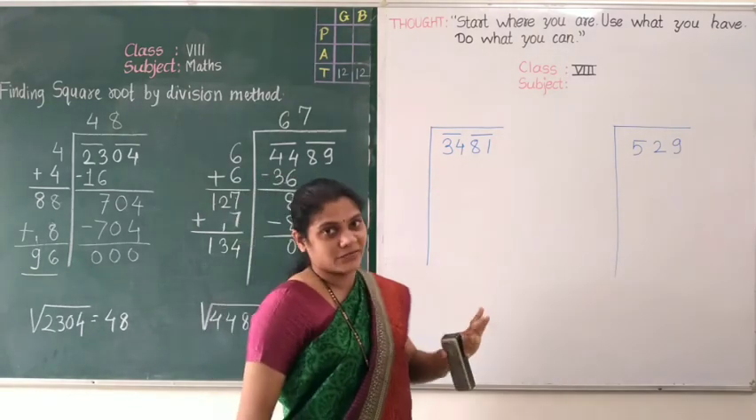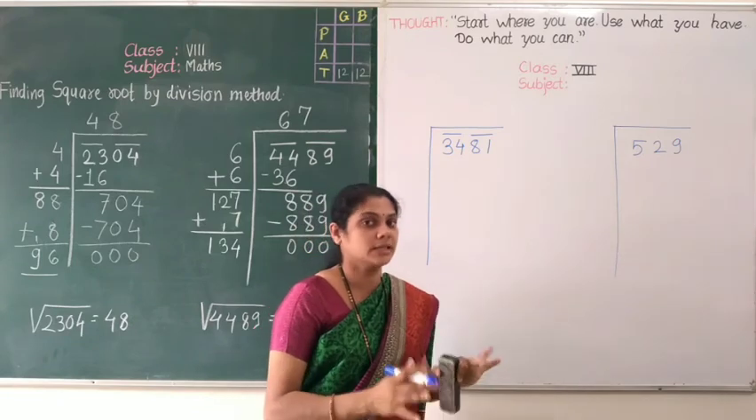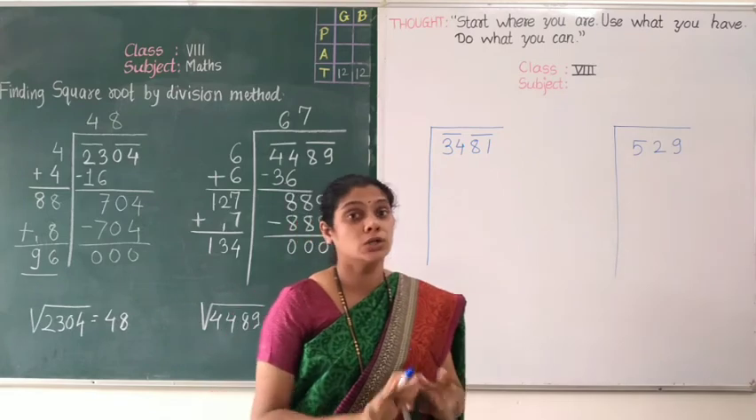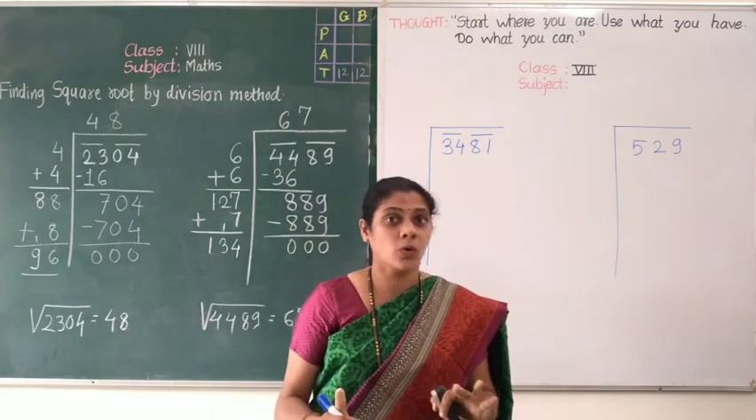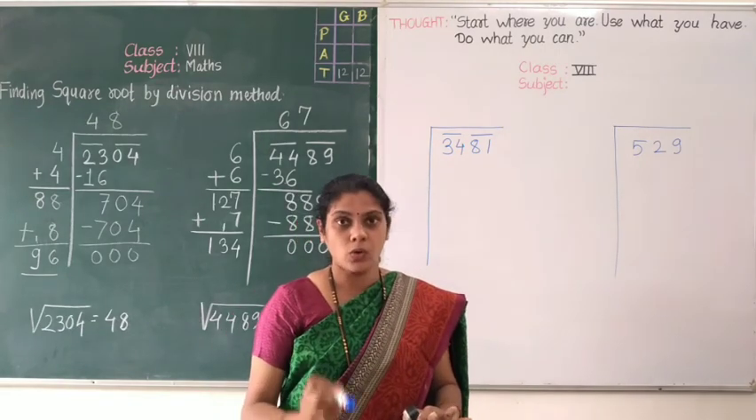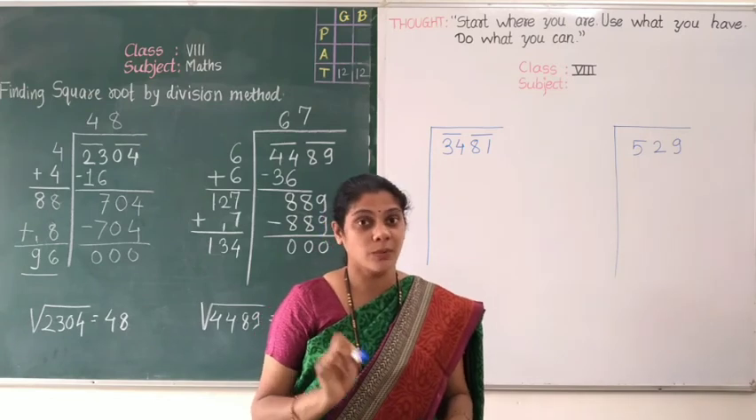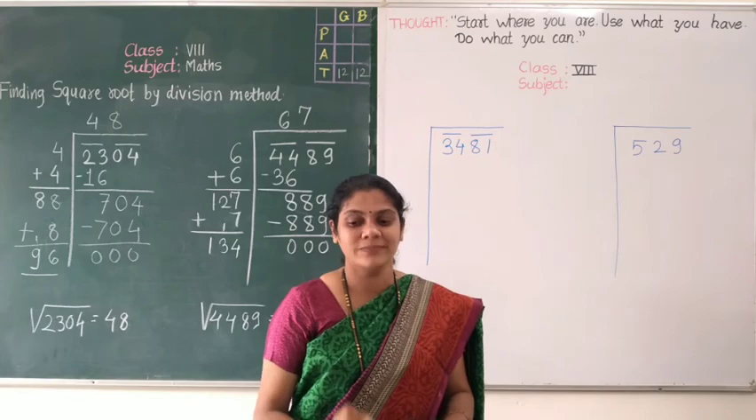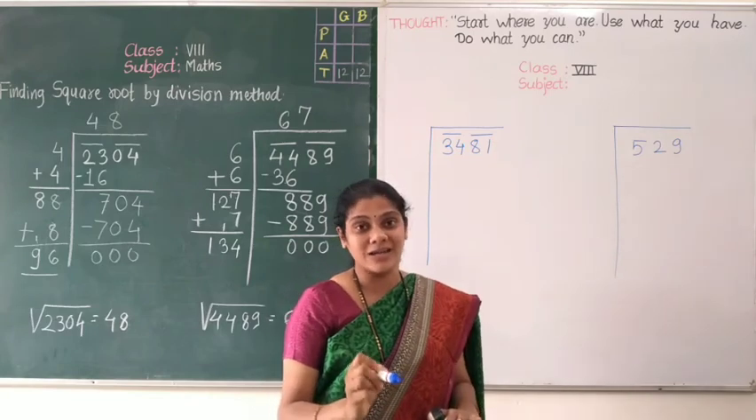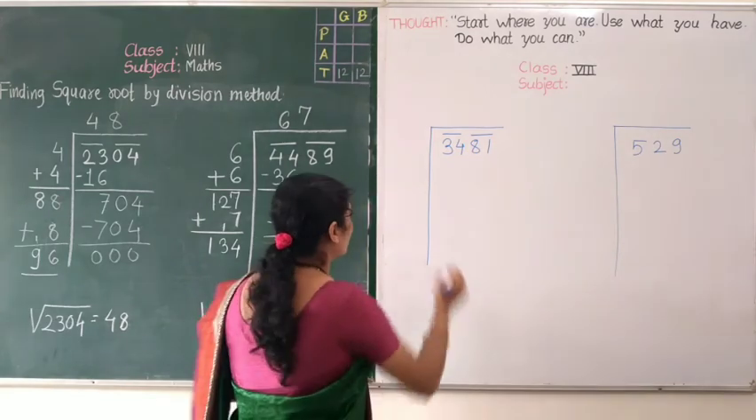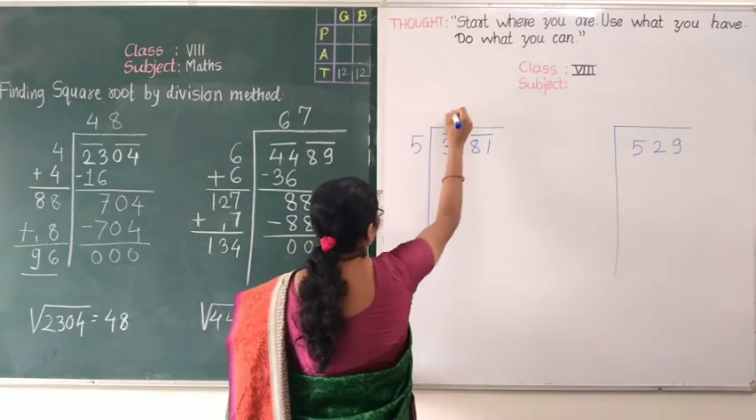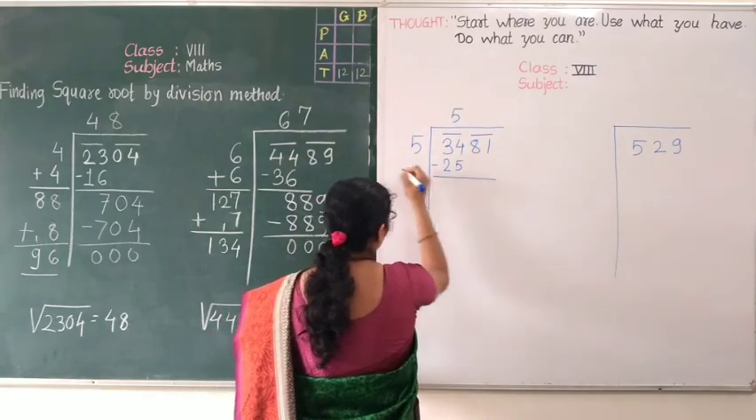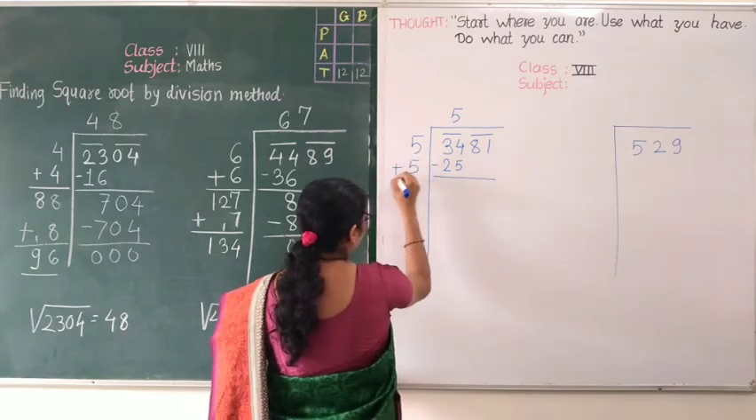34 is not a perfect square number. 33, no. 32, no. 31, no. 30, no. 29, no. 28, no. 27, no. 26, no. 25, yes. 25 is the perfect square of 5. So we will write here 5. 5 5s are 25. So here we have to write plus 5.